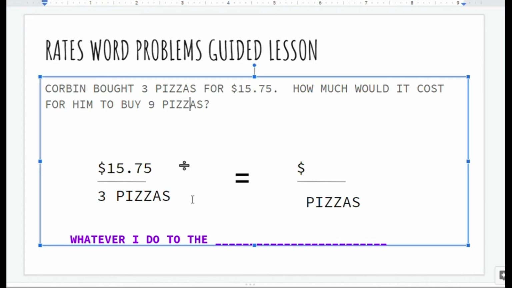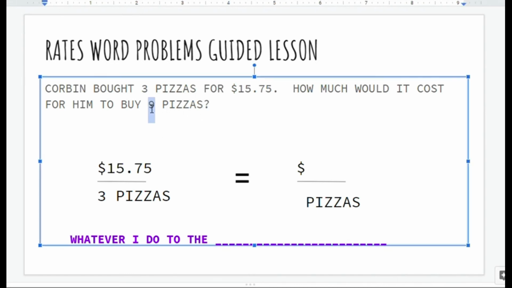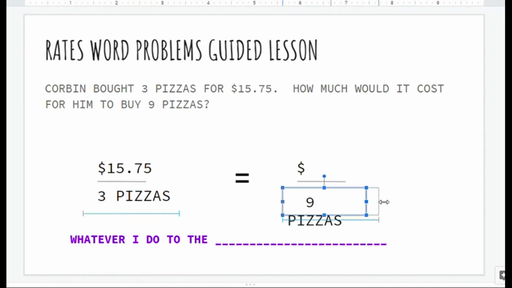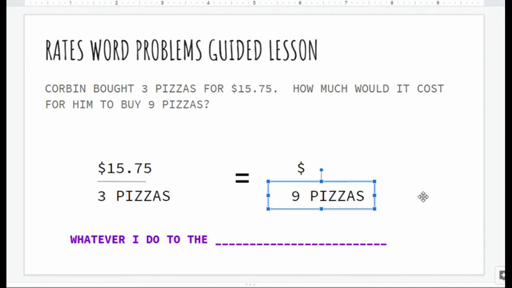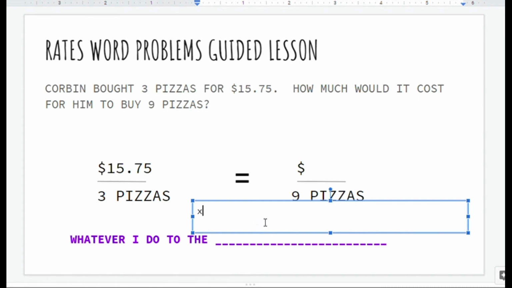Now the problem asked us, how much would it cost for him to buy 9 pizzas? So I'm going to put this 9, remember we want our units to always match. So I'm going to put this 9 on this other side for pizzas. He wants to get 9 pizzas. Corbin is very hungry. So now when I'm looking at this rate, I need to ask myself, what can I multiply 3 by to get to 9? So I know that I can multiply 3 times 3 to get to 9.